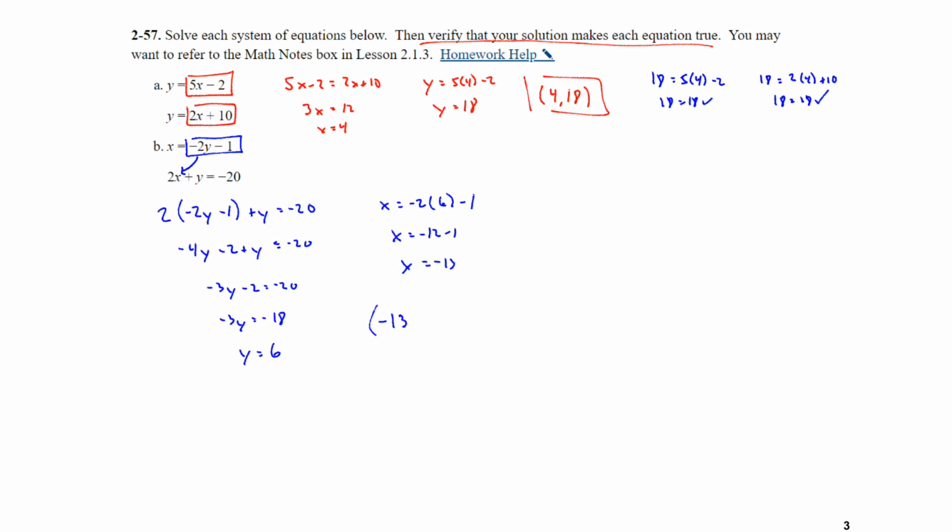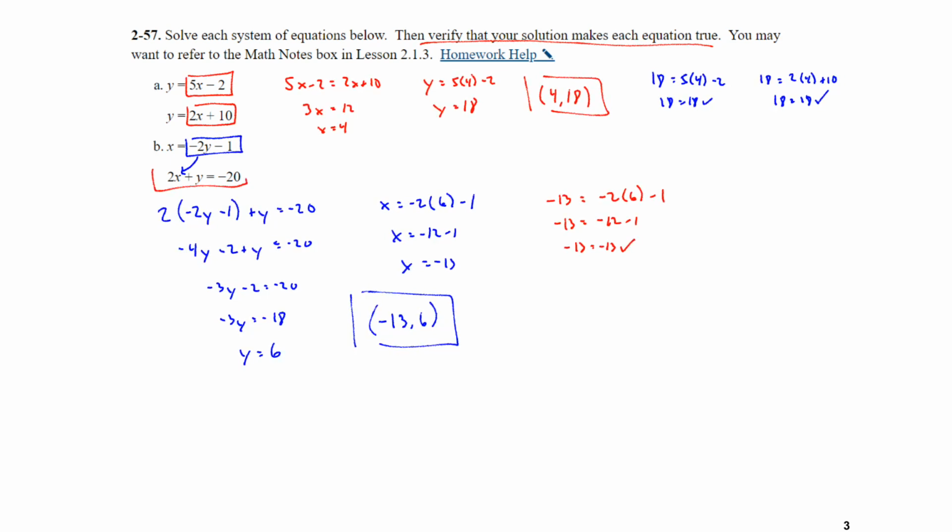Fix my 3 there. And then once again, I want to check this to make sure that it is correct. So we're going to take x as negative 13 and y as 6 and plug it back into the 2 original. So we have x, which is negative 13. So negative 13 is equal to negative 2 times y minus 1. I'm using this equation right there to plug in the information. And then we need to check to make sure that it's a true statement. So negative 12 minus 1 is negative 13, so it checks.